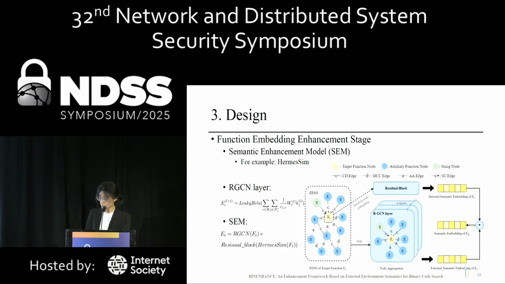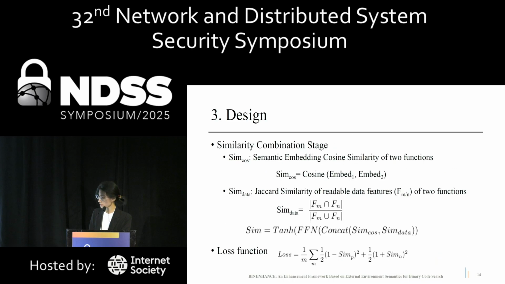After constructing EESG, we propose a semantic enhancement method consisting of multi-RGCN layers and a residual block. The specific embedding conversion formula is as follows. In the similarity combination stage, we combine the semantic embedding cosine similarity and Jaccard similarity of readable data features. And the combination formula and loss function is as follows.